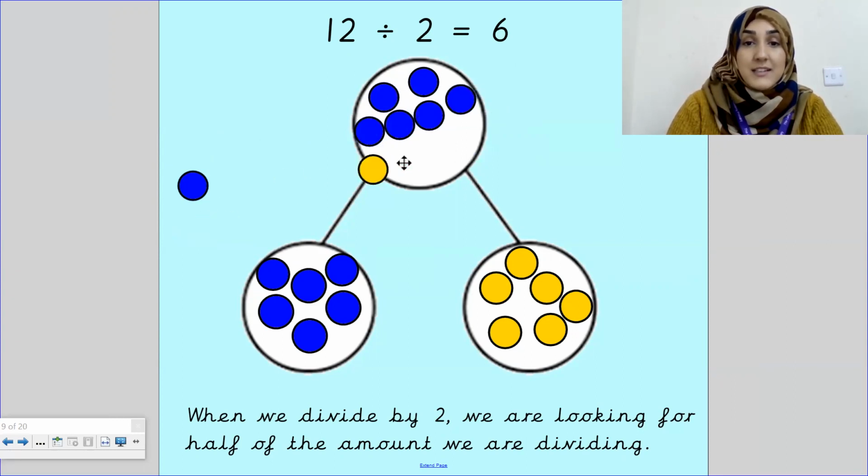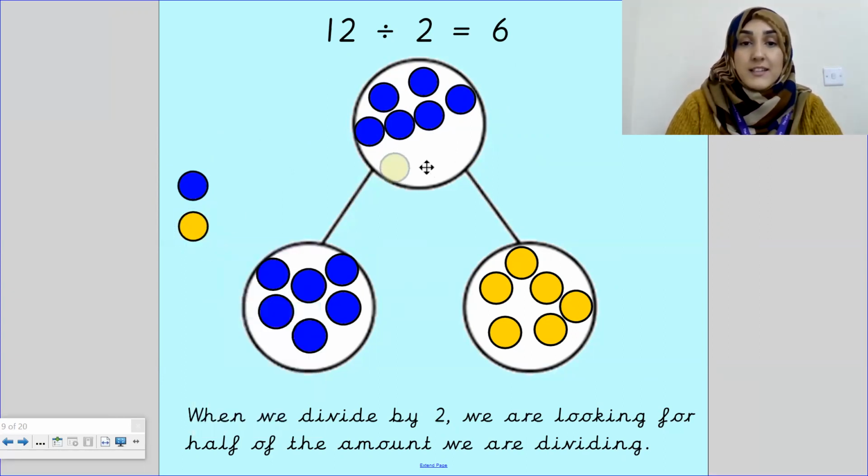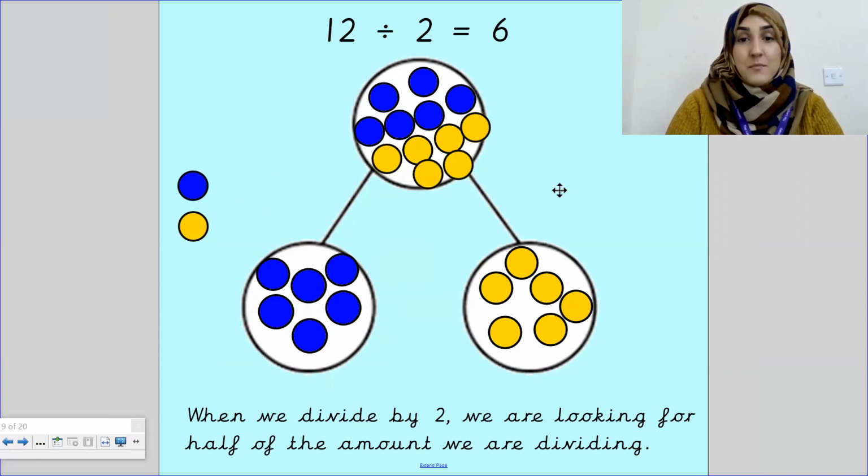Well done, 7. Oh, this one's not infinite cloned. Right, let's try that again. 7, fantastic. 8, 9, 10, 11, and 12. Fantastic, Morris class. Thank you so much for helping me.